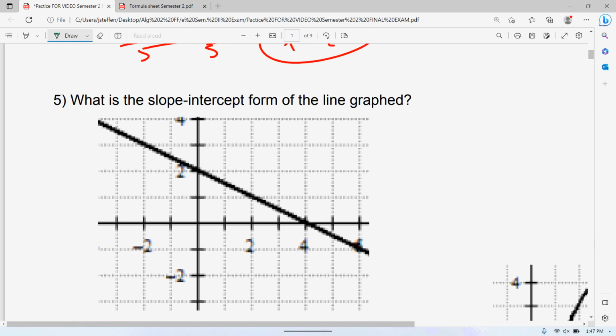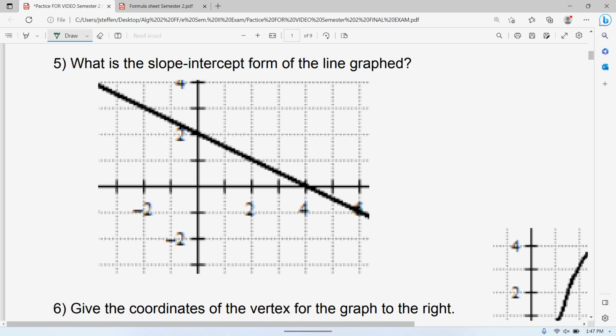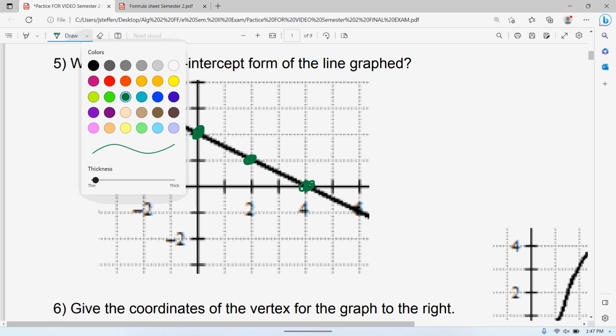What is the slope of this line graph? Remember, your slope is your rise over your run, so just pick 2 points that it goes through. On the answer key, I went from this point to this point, but it also goes through this point really nicely, goes through this point really nicely, so whatever 2 points you want to use, you can.